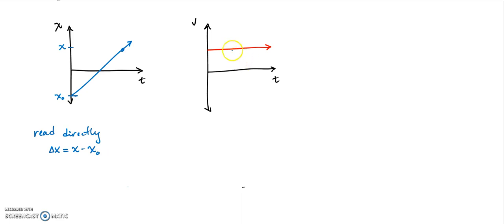If I want to get displacement from the velocity time graph, I don't read it directly. I have to do a calculation. Displacement represents the area, or for you calculus people, we're integrating. So here, area equals displacement, so I would do velocity times time equals displacement. I have to do a calculation. It's very common for students, once they've learned this technique, to go back and start shading in triangles and things like that over here.